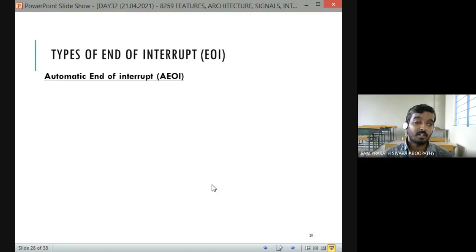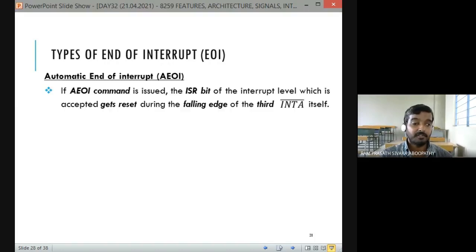Okay. So automatic end of interrupt means if the automatic end of interrupt command is issued, the ISR bit of the interrupt which is accepted gets reset during the falling edge of the third INTA. As I told, once we go through the interrupt service routine, the ISR bit gets cleared automatically. That is the method we call automatic end of interrupt.